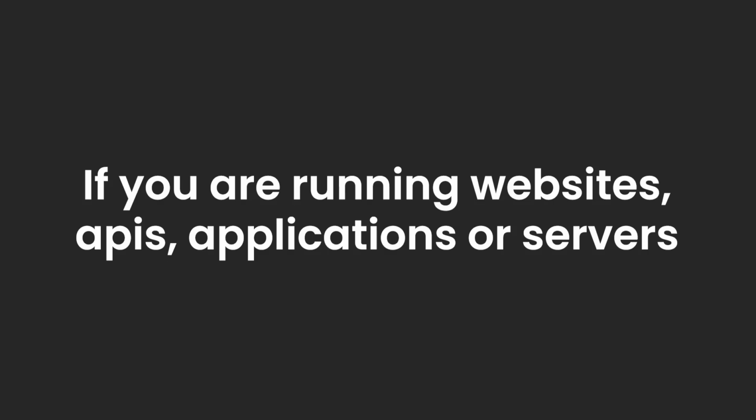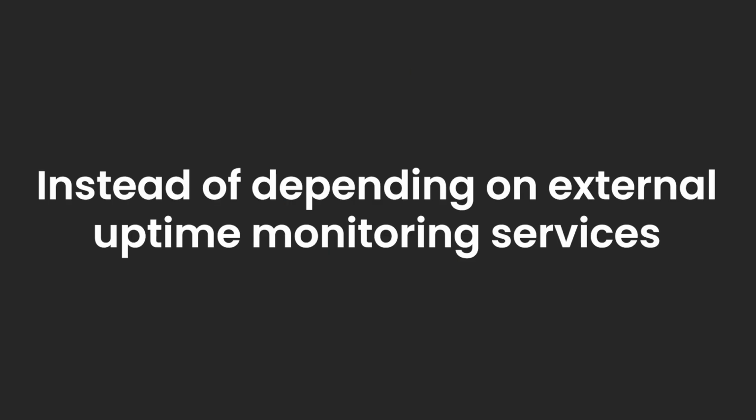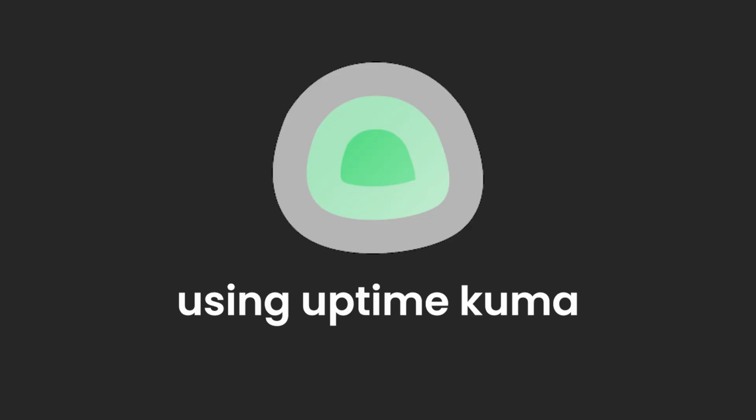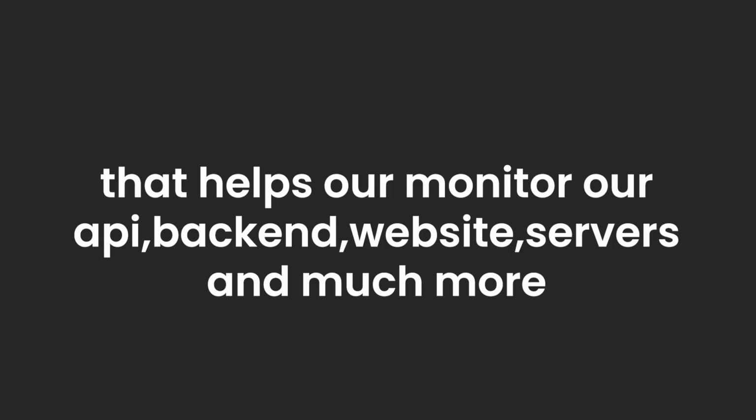If you are running your website, API, applications, or servers, then you probably want to know immediately if they go offline. Instead of depending on any uptime monitor service, you can self-host your own uptime monitor using Uptime Kuma. Uptime Kuma is a free and open source monitoring tool that lets us monitor websites, servers, APIs, ports, Docker containers, and many other services from a single dashboard.